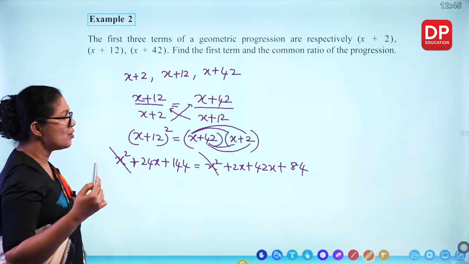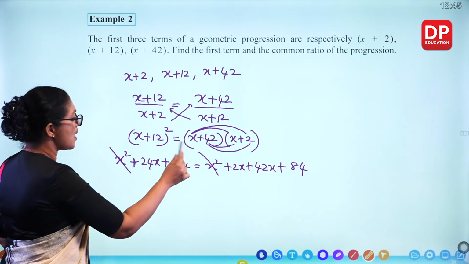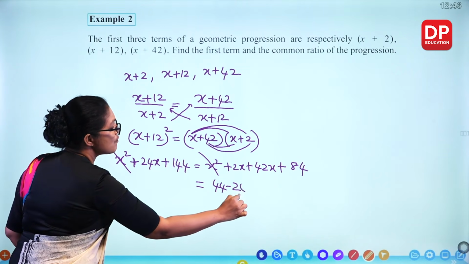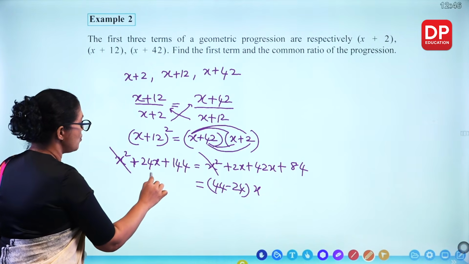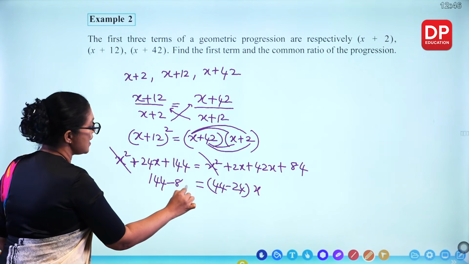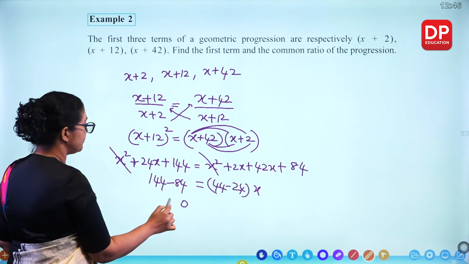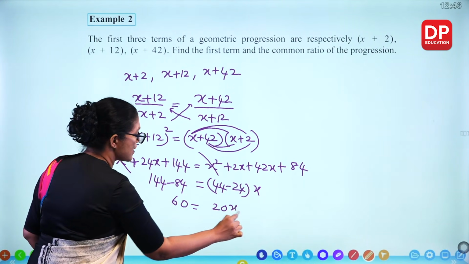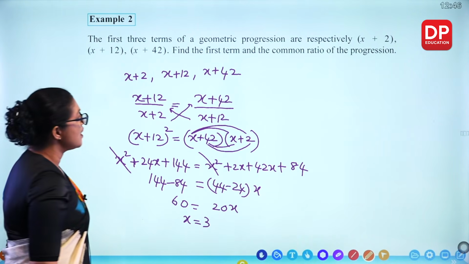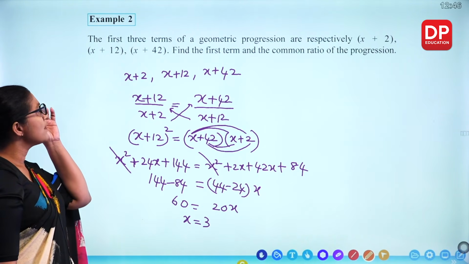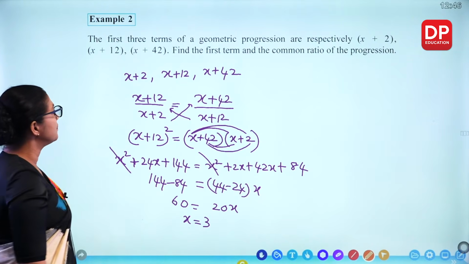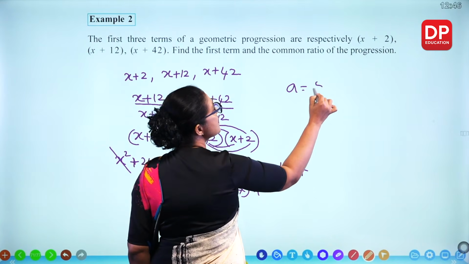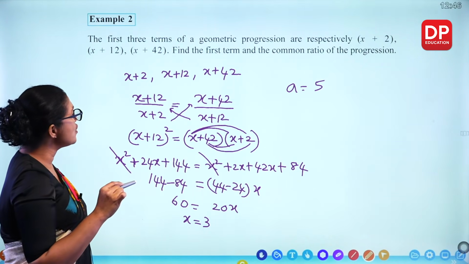Now, x squared gets cancelled out. 2 plus 42, 44. When you subtract 24x, 44 minus 24, x is equal to 144 minus 84. When you subtract, you get 60 equals 20x. So x equals 3. So what's the first term? First term is 3 plus 2. That's 5.